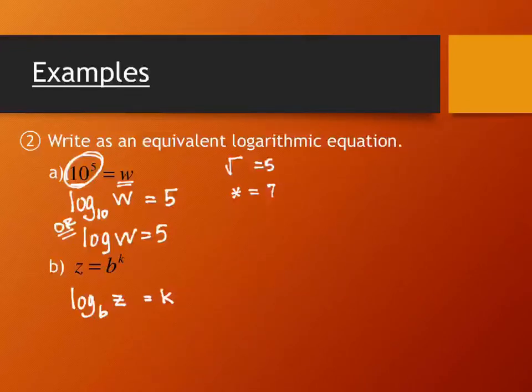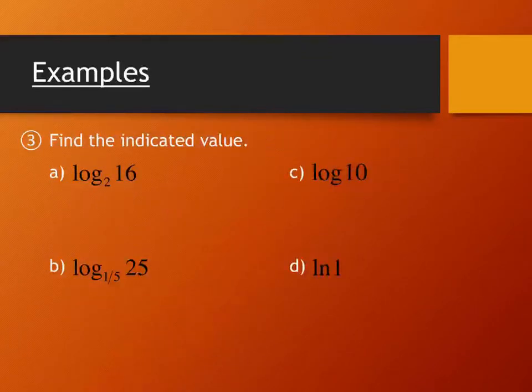All right. So this is just the ability to rewrite on those two problems, going back and forth between those forms. What we're going to do in number 3 is we're actually going to solve something. Not really solve, but simplify. It says to find the indicated value.